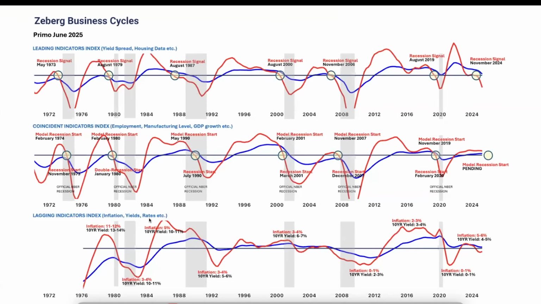This is something that especially the Fed does not understand: that yields decline after the economy has actually started to roll over. And you can see how that works here. We have the economy moving down, and then we see the yields moving down.